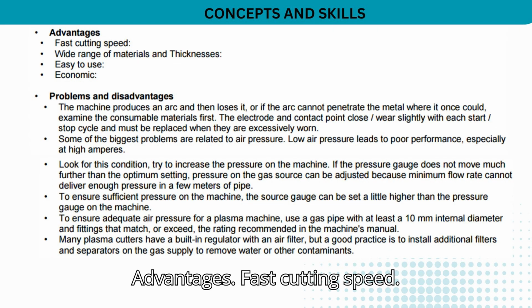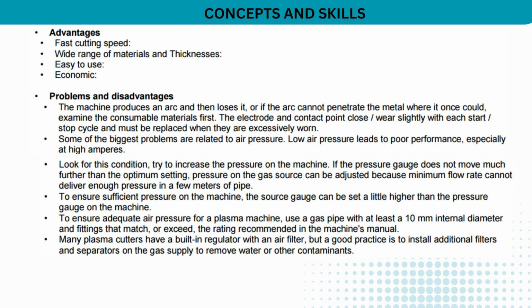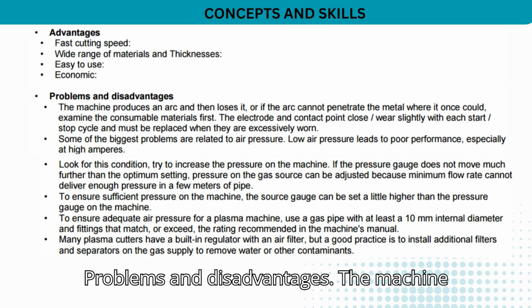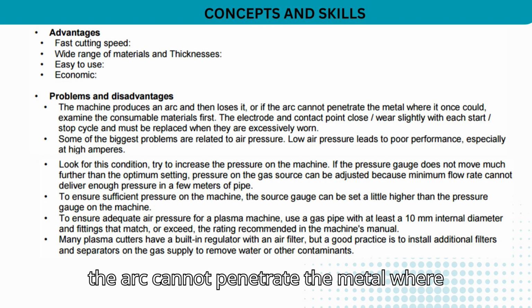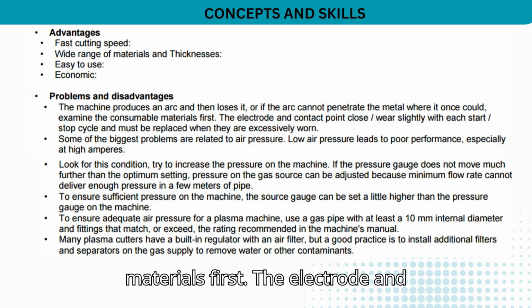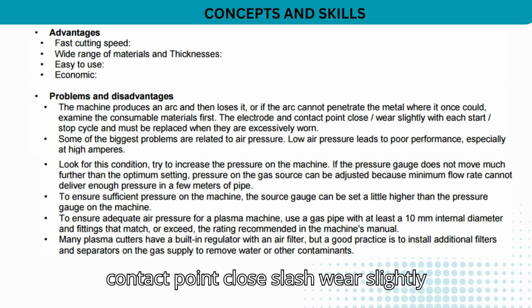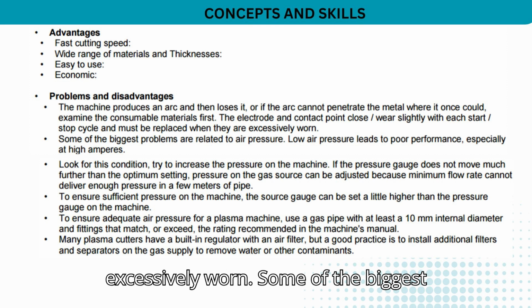Advantages: fast cutting speed, wide range of materials and thicknesses, easy to use, economic. Problems and disadvantages: the machine produces an arc and then loses it, or the arc cannot penetrate the metal where it once could. Examine the consumable materials first. The electrode and contact point wear slightly with each start/stop cycle and must be replaced when they are excessively worn.